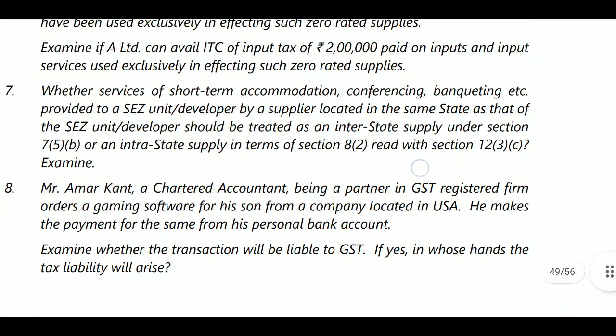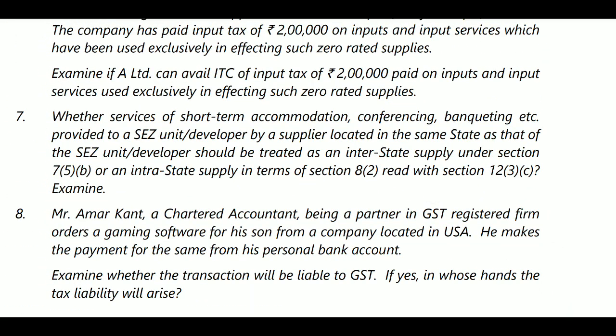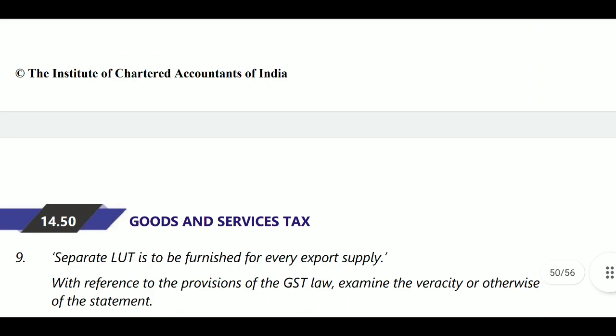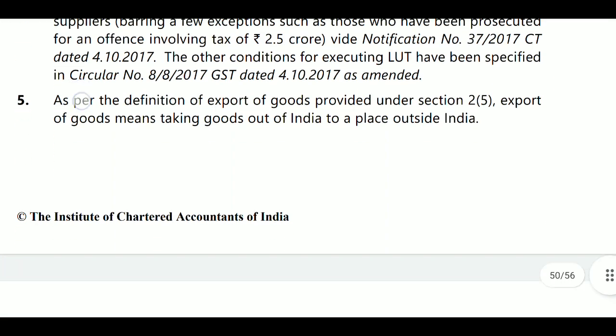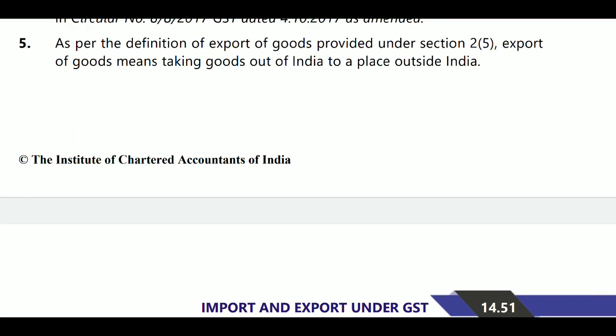Next, question number 7. Whether services of short term accommodation, conferencing, banqueting, etc. provided to SEZ unit developers by a supplier located in the same state as the SEZ unit developer should be treated as interstate supply under section 7(5)(b), or as intrastate supply in terms of section 8(2) read with section 12(3)(c). Examine that. Wherever services are provided to SEZ units and developers, they shall be treated as interstate supplies.